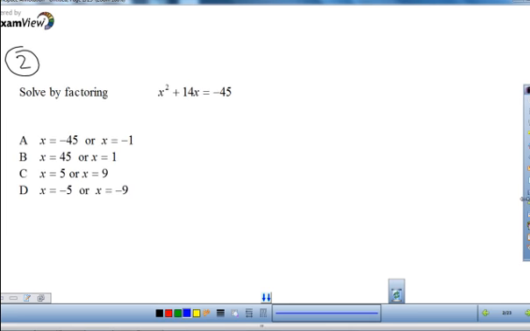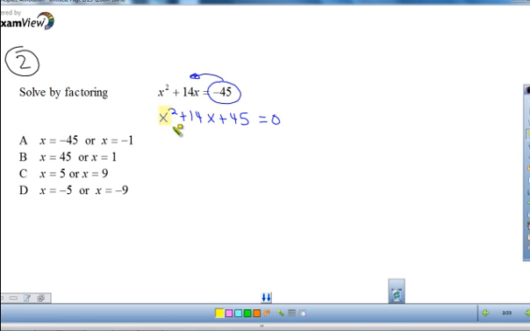Okay, so number 2 says solve by factoring. So the first thing I'm going to do is move the 45 to the left. Since it's a negative 45, it becomes a positive 45. Set that equal to 0. And then I'm going to factor it. So I need two numbers multiplied together that give me x squared. That's going to be x and x. Two numbers multiplied together that give you 45: 9 and 5. Cross multiply.